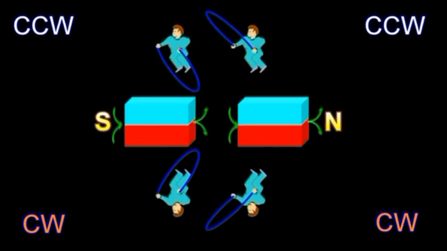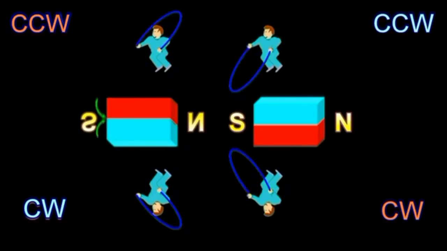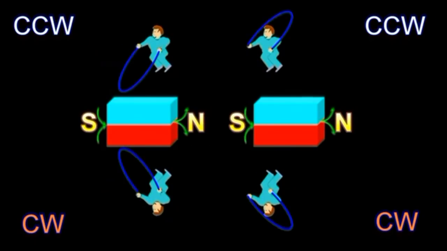Okay? Here we have the same two little guys on top. They're swinging their ropes. Now we're going to rotate the magnet on the left upside down. I'm just going to turn them around. You can see what's happening. When you turn them upside down, the guy on the left still remains counterclockwise on top, and the guy on the bottom still remains clockwise on the bottom. You can watch it a couple of seconds to verify for yourself that that is the case.